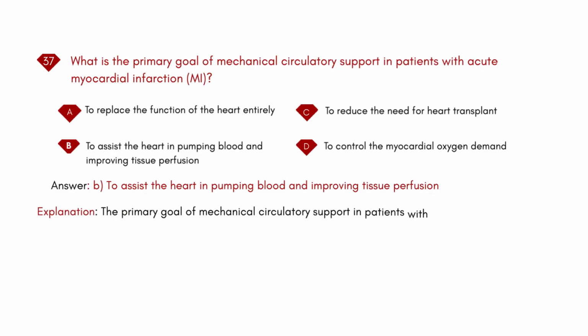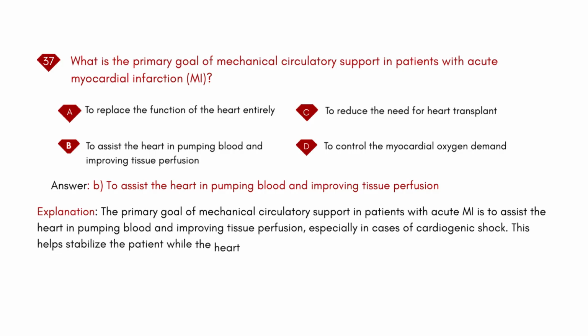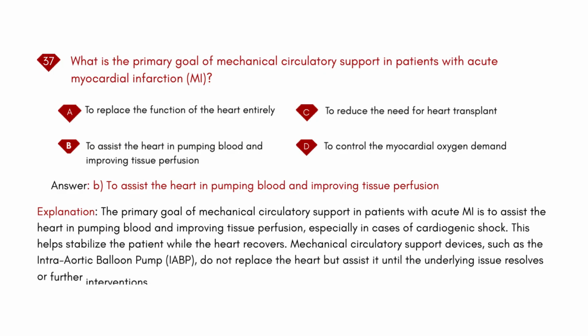Explanation: the primary goal of mechanical circulatory support in patients with acute MI is to assist the heart in pumping blood and improving tissue perfusion, especially in cases of cardiogenic shock. This helps stabilize the patient while the heart recovers. Mechanical circulatory support devices, such as the intra-aortic balloon pump, IABP, do not replace the heart but assist it until the underlying issue resolves or further interventions, like surgery, can be performed.